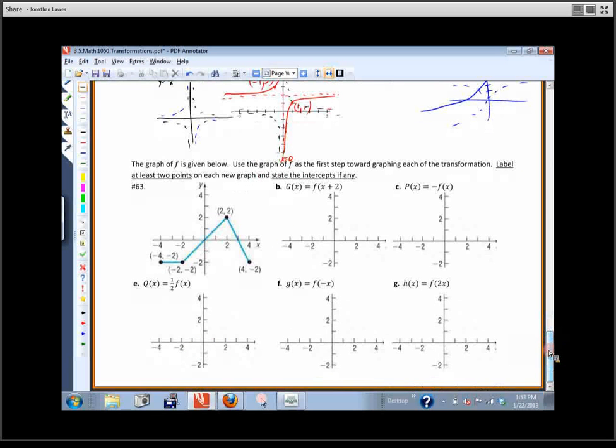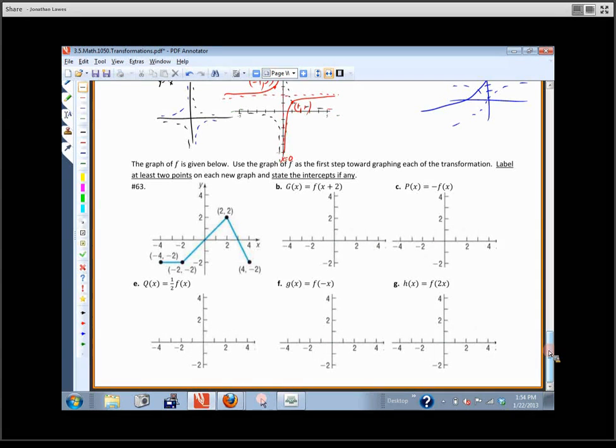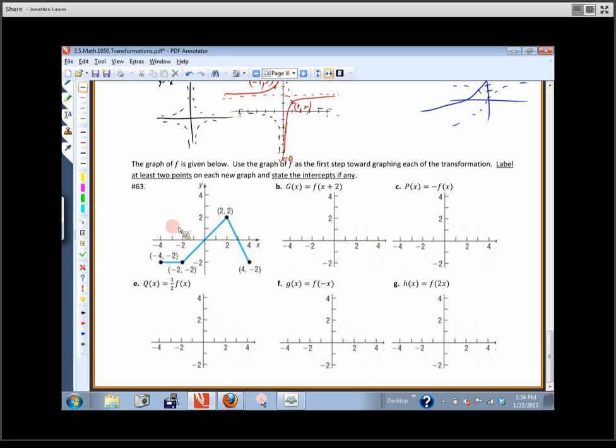Okay, for 63, you're going to have instructions on problems like this that'll say, the graph of f is given below. Use the graph of f as the first step toward graphing each of the transformations. And it says label at least 2 points, so make sure you follow those directions on the new graph, and state the intercepts if there are any. Okay? So this is the shape we're dealing with to begin with. Now what I did is I copied this, I erased the graph, so the scaling is the same and all that sort of stuff.